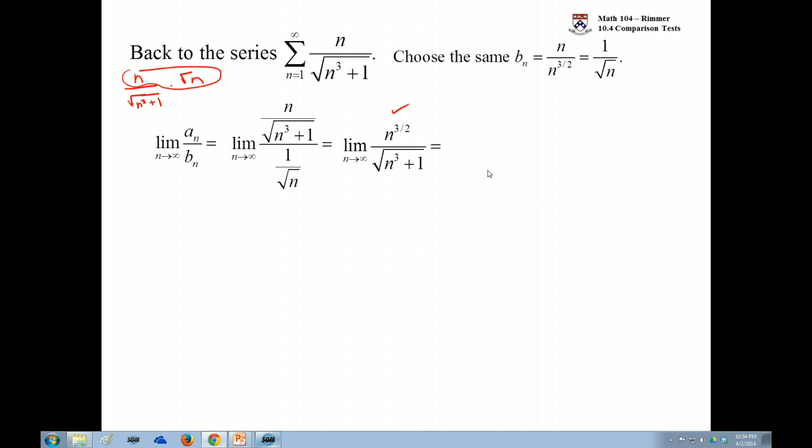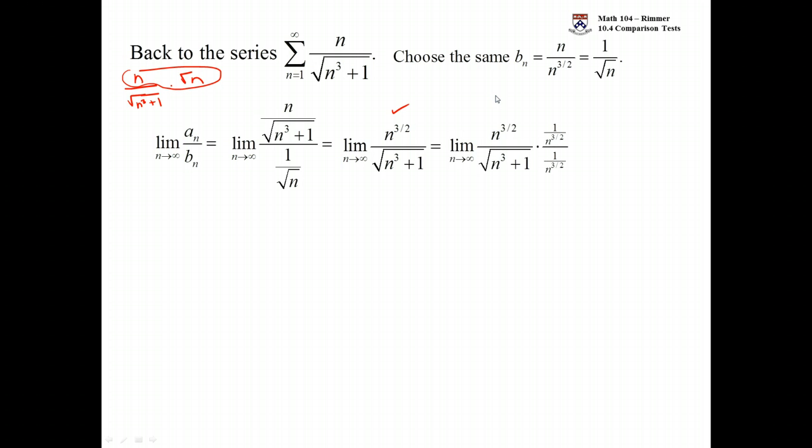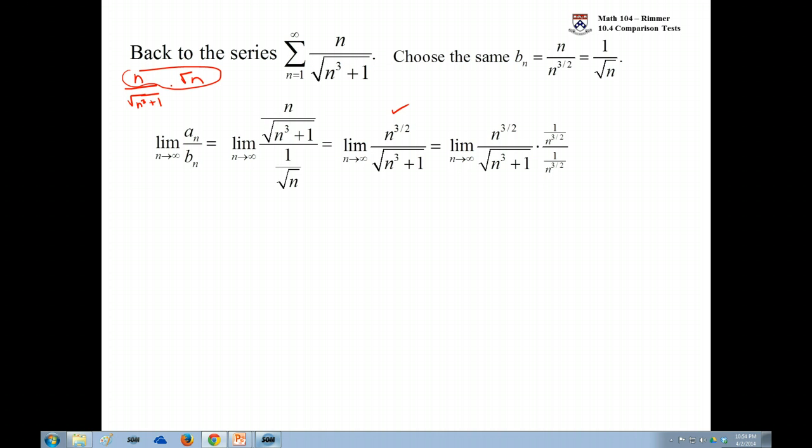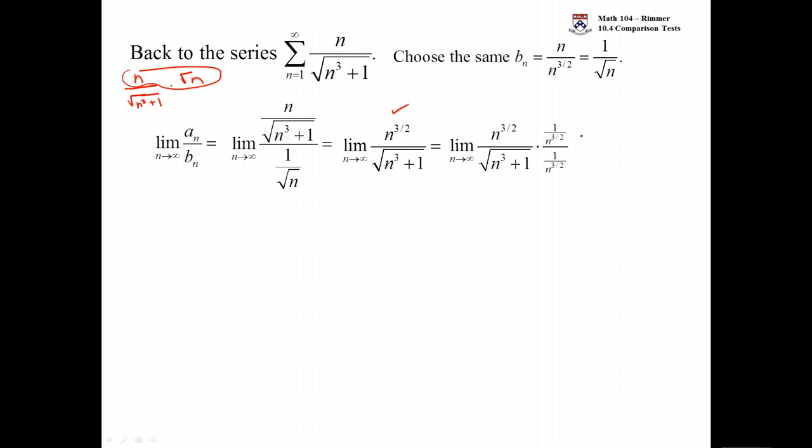Algebraically, we're going to attack this by focusing our attention on the highest power of n in the denominator. It might look like n cubed, but it's actually n to the 3/2 power. And so we multiply both top and bottom by that reciprocal, 1 over n to the 3/2 power. It's better to represent this guy in the denominator. Of course, in the numerator we get a 1.